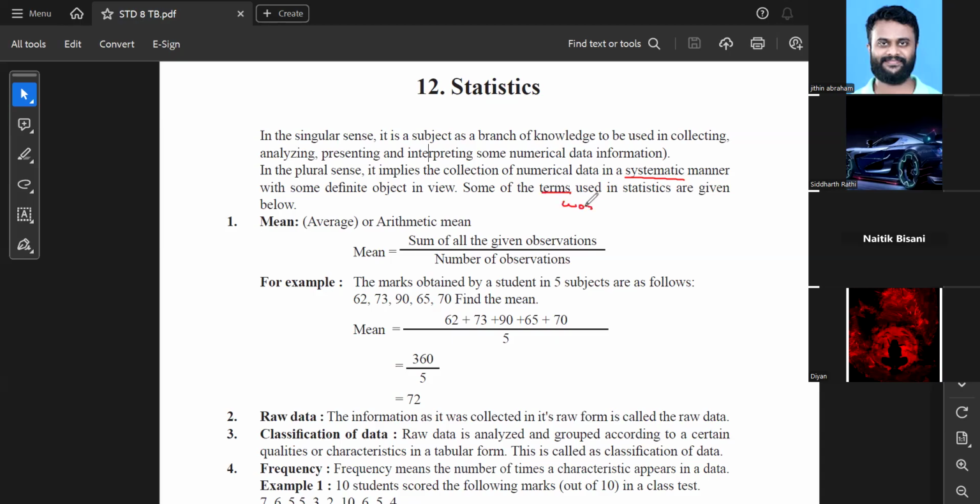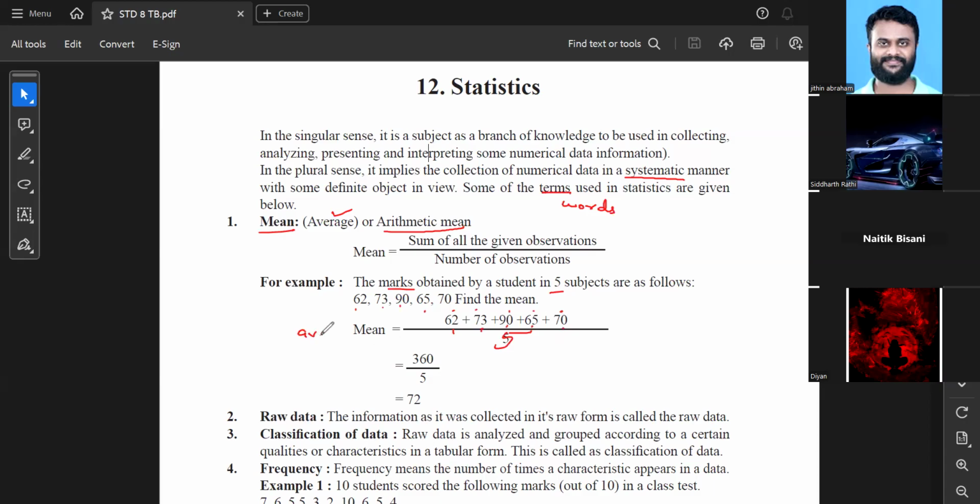Terms means words. Okay. Now, mean is a term. What is the mean का मतलब क्या होता है? Mean means average. It is also called as arithmetic mean. In simple language, average. For example, if you have marks obtained in 5 different subjects, let's say 62, 73, 90, 65, and 70. Find the mean, find the average. So how do you find the average? You add all the values in the numerator and you divide it by the total number of samples. How many samples you have? One, two, three, four, five. Five samples, since you have written five over here.